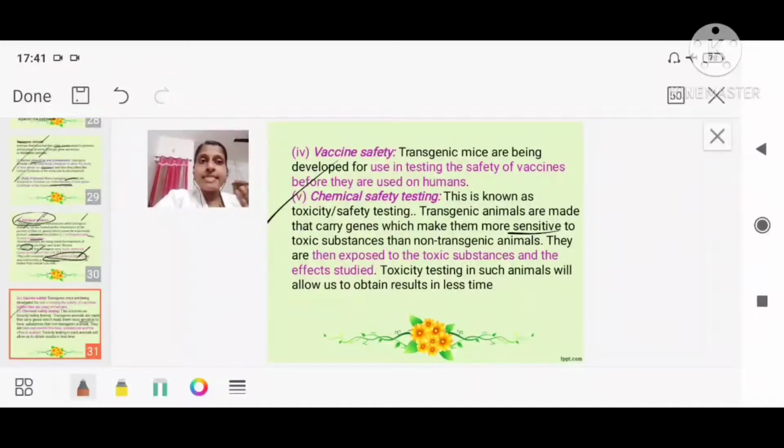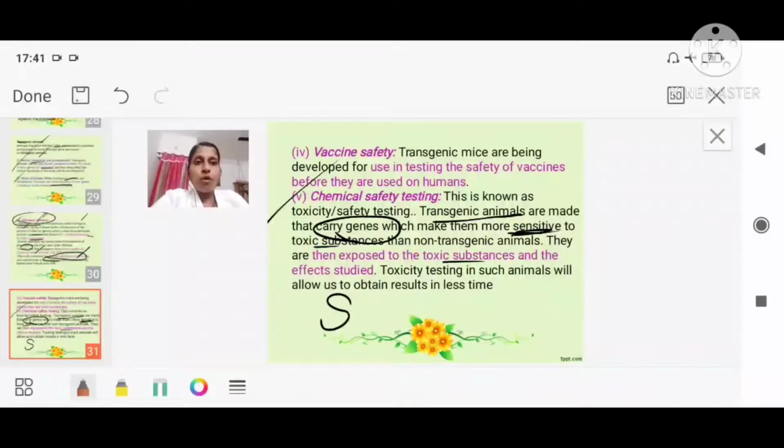So in order to test that, we are making transgenic animals which are carrying genes which are sensitive to toxic substances. After that, we are going to expose them to these toxic substances. So this is the sensitive variety of transgenic organism, and this is the normal variety. Normal means the immune variety. I have not introduced any gene into it. Here the gene which is sensitive to that toxin is introduced. Now this toxin is given to this one, as well as to this one.